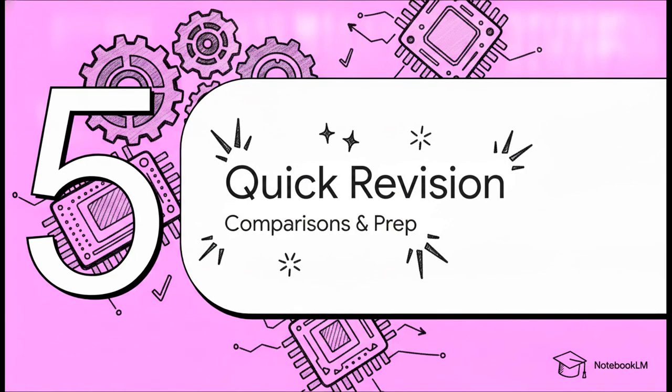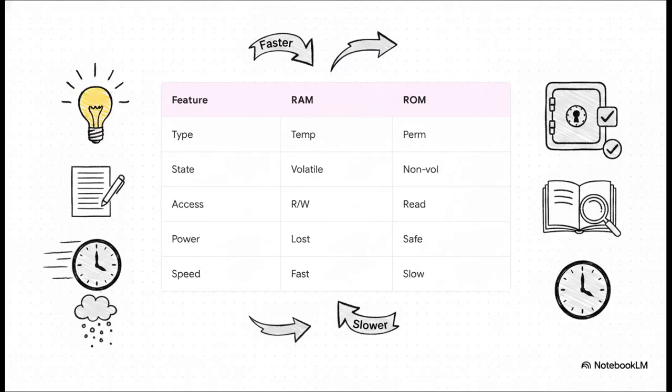Section 5. Comparisons and quick revision. Let's synthesize all this into an ultimate exam prep toolkit. When you get a question asking you to compare RAM and ROM, you want to hit these points. RAM is temporary, ROM is permanent. RAM is volatile, ROM is non-volatile. RAM is for read and write. ROM is mostly read-only. Data in RAM is lost when powered off. Data in ROM is not. Finally, RAM is faster while ROM is slower. Walking through this step by step is your ticket to a perfect 3-mark answer.